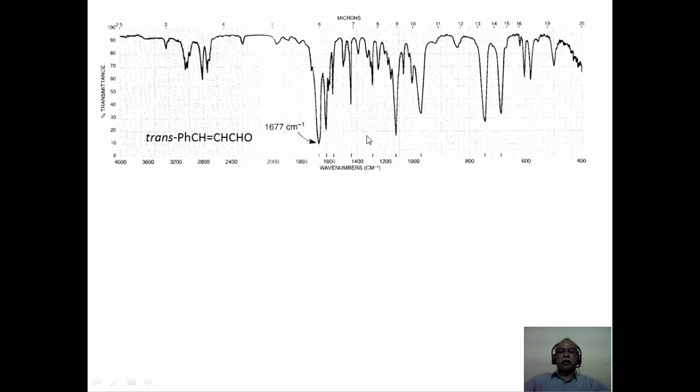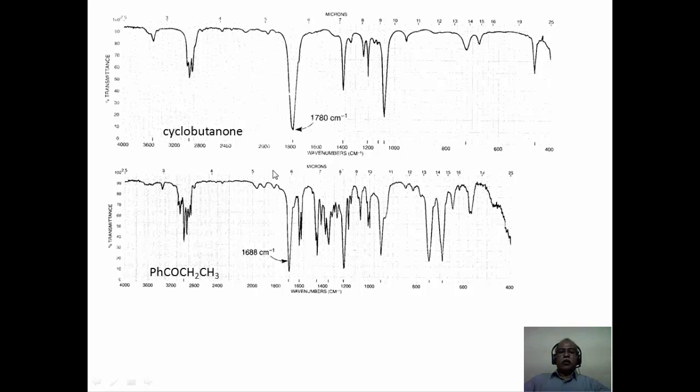Otherwise, the alpha beta unsaturated C double bond C stretching is coming somewhere around 1600, which is this particular band. And because it is a monosubstituted derivative, the out of plane bending modes come in this particular region and so on. So this region essentially you don't interpret very deeply. The most interesting features in this spectrum are the carbonyl stretching frequency and the aldehyde CH stretching frequency.